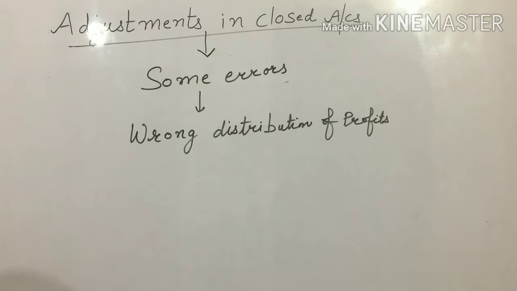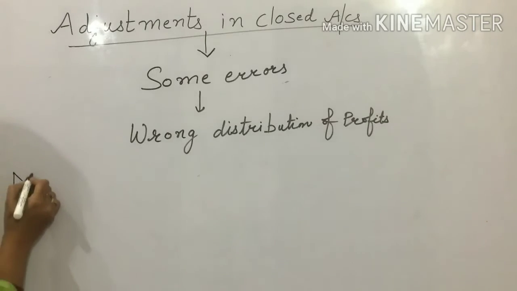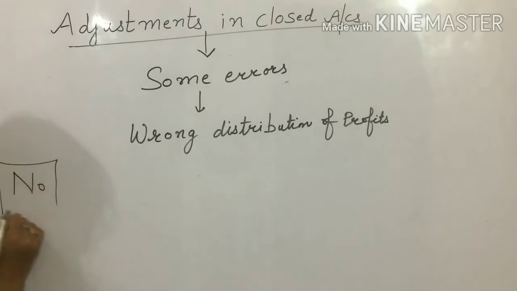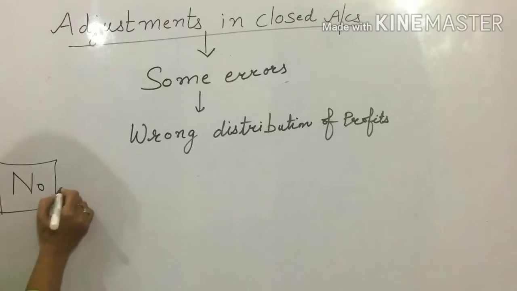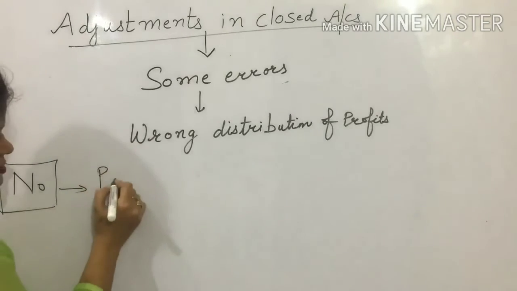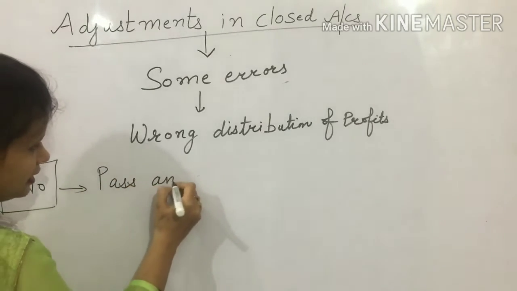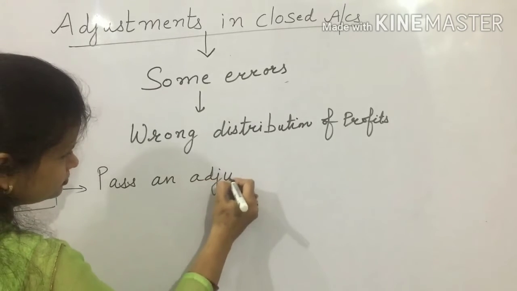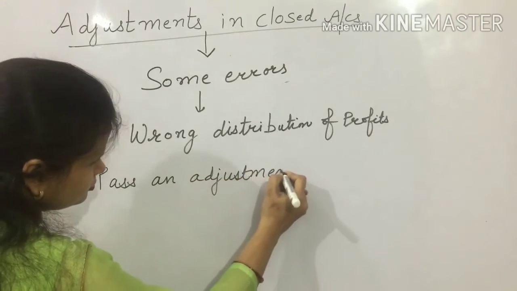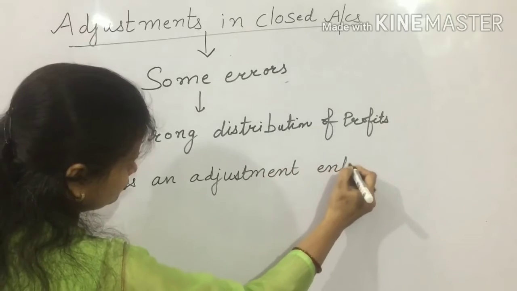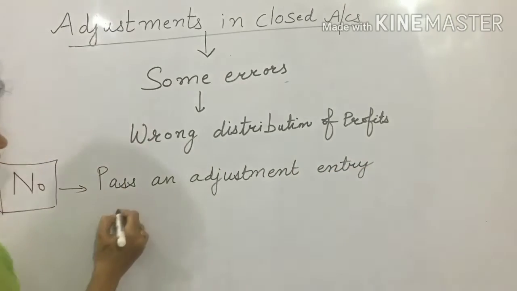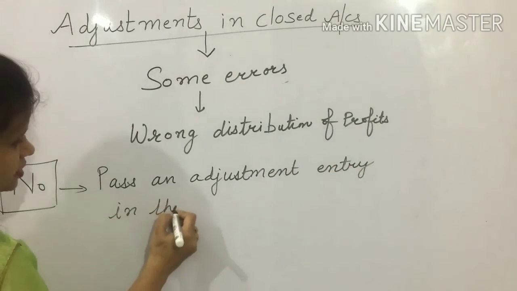Shall we prepare P&L appropriation account again? Shall we prepare capitals account again and the balance sheet? Then our answer will be a big no. We are not going to prepare accounts again. Simply what we will do? We will pass an adjustment entry in the beginning of next year.